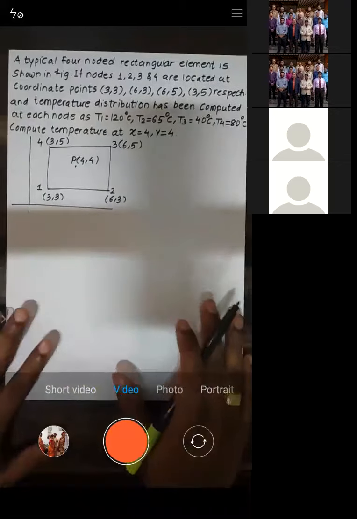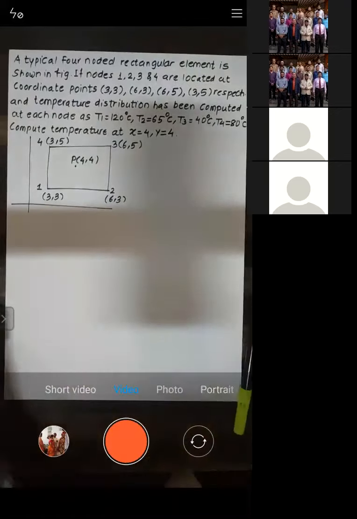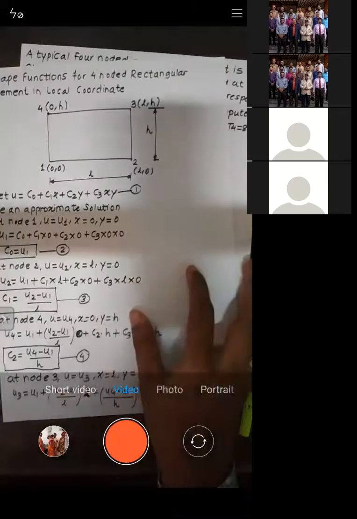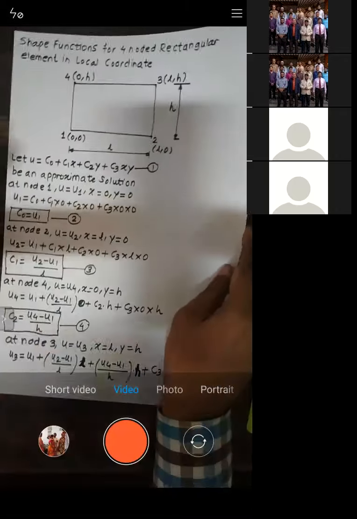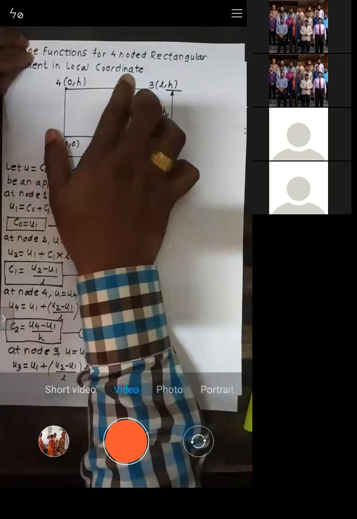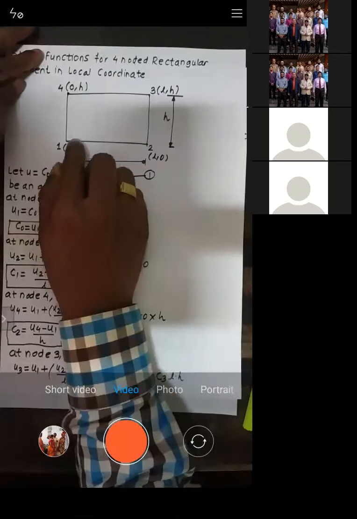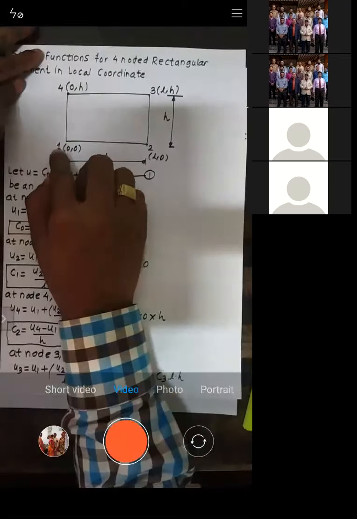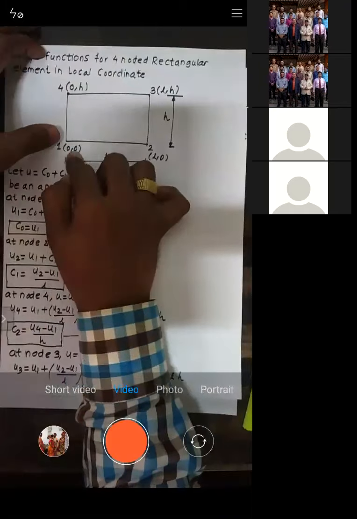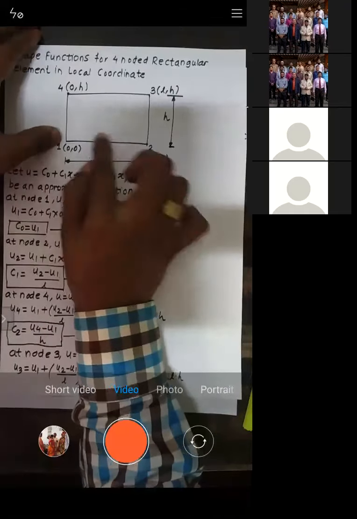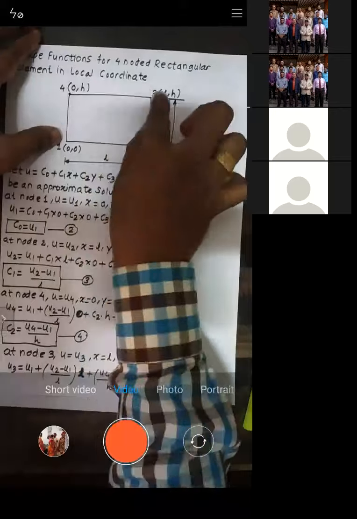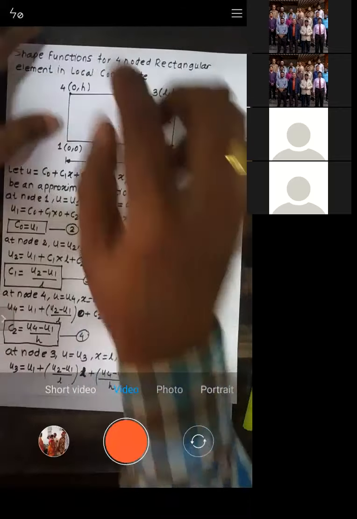All of you see here. Just a time before, we have seen the derivation for the 4-noded rectangular element. But this derivation is in terms of local coordinates, where we have assumed node 1 as a reference with coordinates 0, 0, and with respect to node 1, we are locating every node.